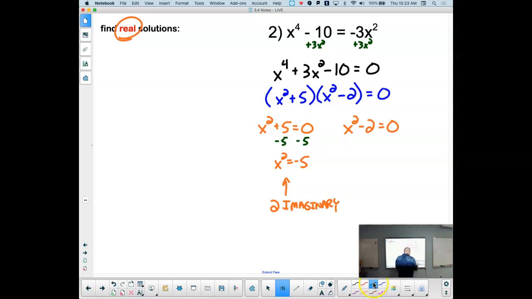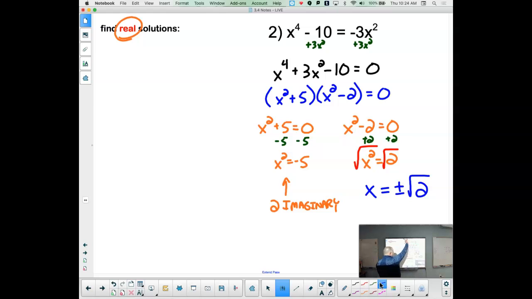Then over here on this one, I'm going to add 2 to both sides, and that's going to give me x squared equals 2. And then I'm going to square root both sides, and when I square root and I'm solving, that means that I have to add the plus or minus. And so we would have plus or minus the square root of 2. And those both check out because we have even exponents.